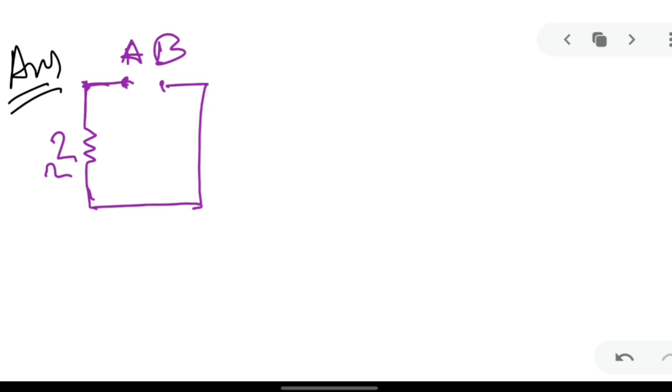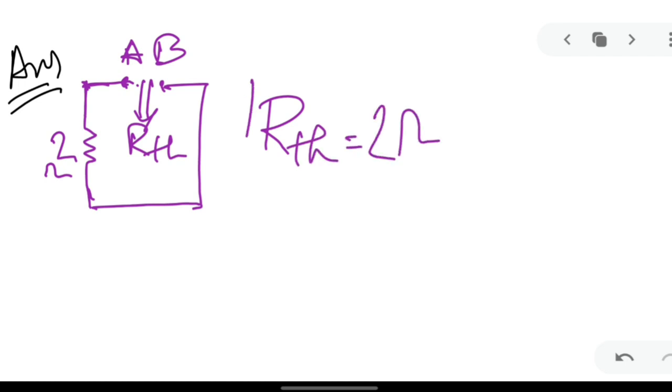So in RTH we need to eliminate, so we eliminate the 30 volt source and draw the resistance. The resistance is 2, obviously ohm, and here it is A, here it is B, and we eliminate the source also. So between the AB terminals, it is very easy. We can see that RTH is 2 directly.